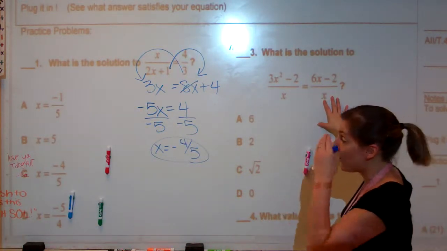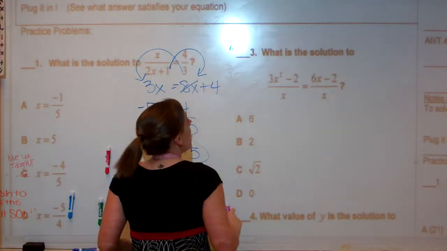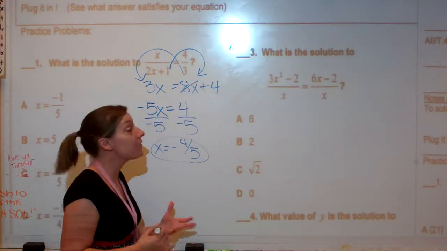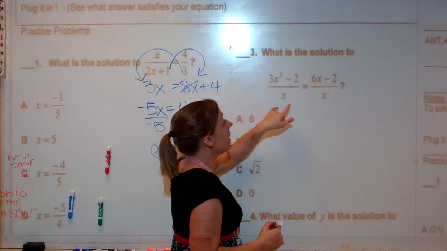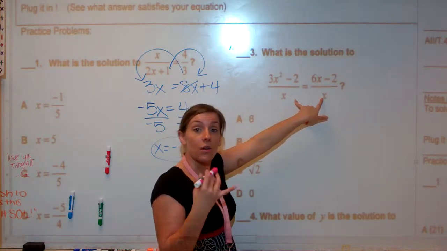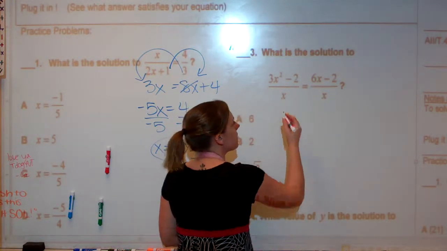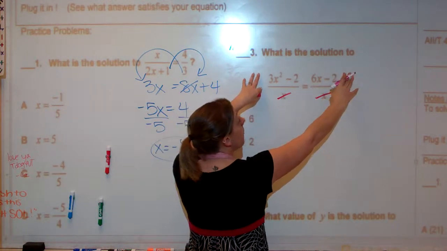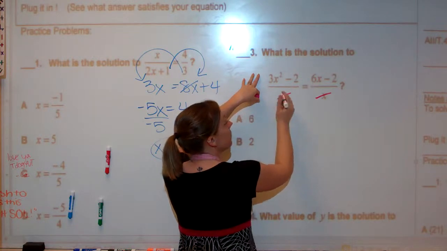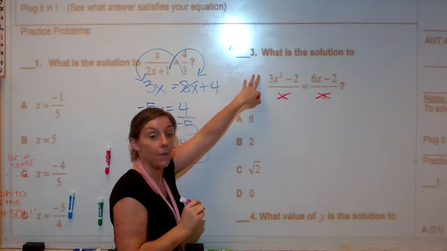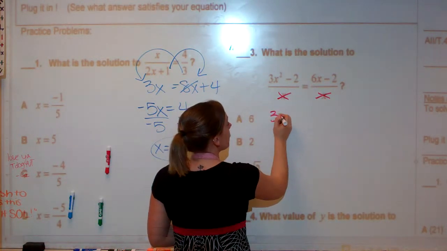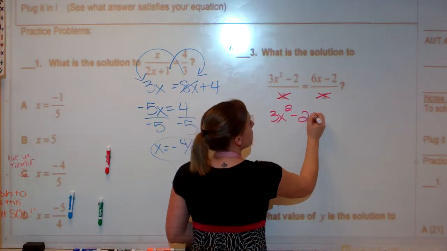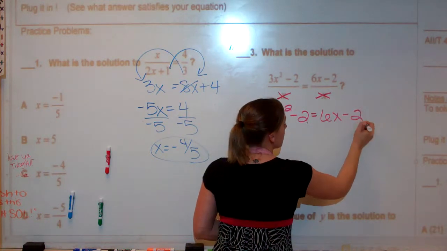Number 3 on this page was another question. You don't have to cross multiply because the denominators already match, so you don't have to get a common denominator. Remember, if they match, you can just throw them out. If you want to multiply both sides by x, it will eliminate those denominators. So really we have 3x squared minus 2 equals 6x minus 2.